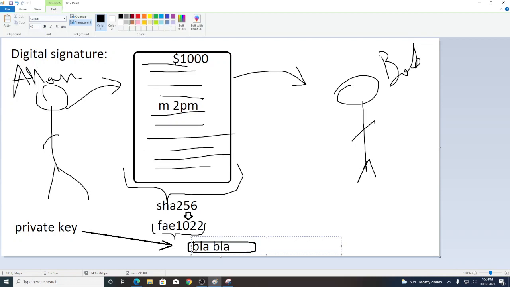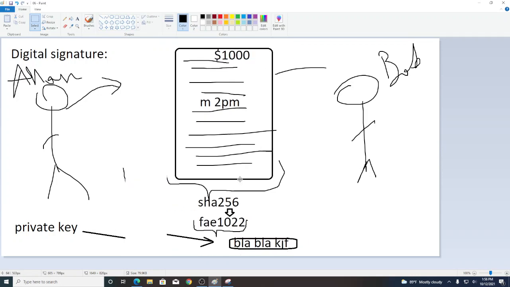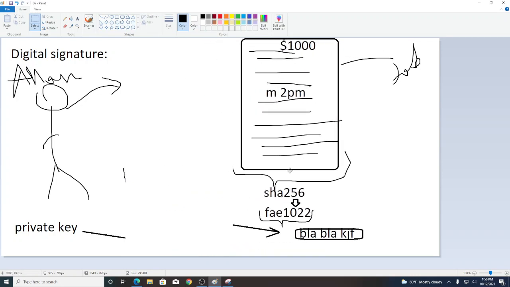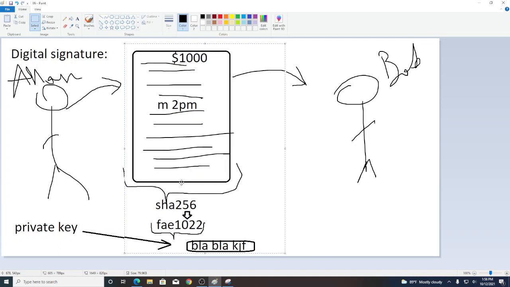Blah, blah, blah, something, something, right? That will be the encrypted version of FAE 1022, right? Okay, so what I'm going to do is send all of this to my future business partner, right? And I'm going to give him my public key. Because it's public, I can give it to anyone, okay?